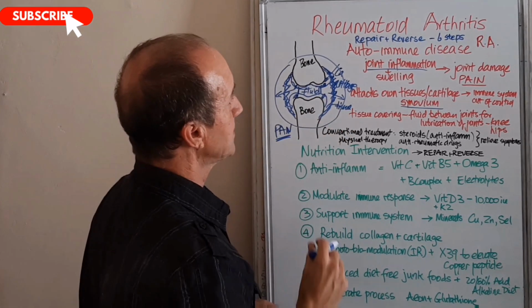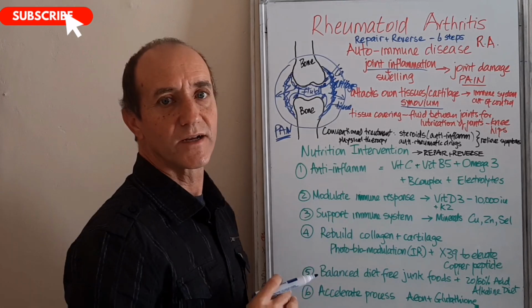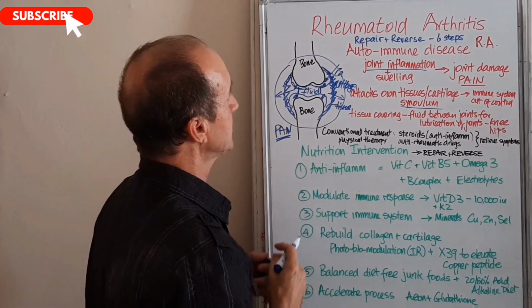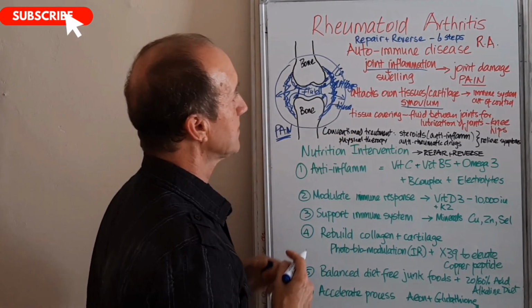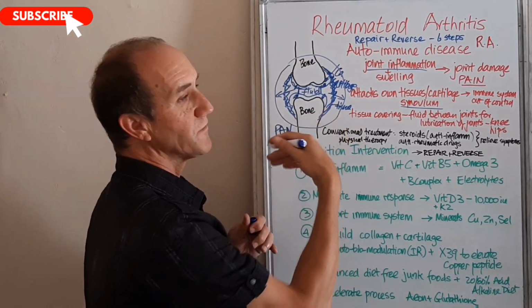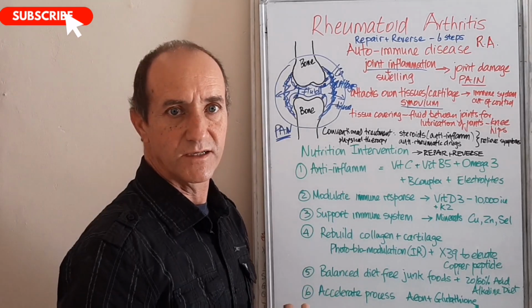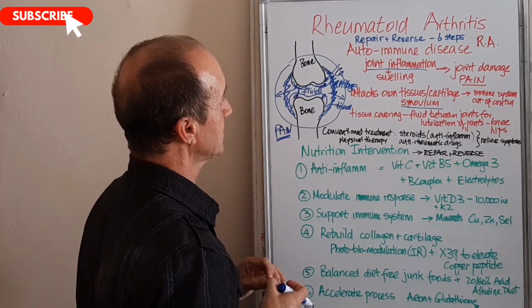Why does it get inflamed? It's because your immune system has gone out of control. The immune system is overreacting. When it overreacts, it's attacking your body instead of working towards removing viruses and bacteria, which is part of the immune system's job.